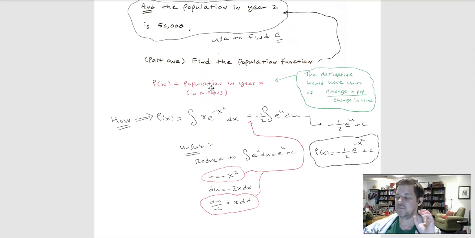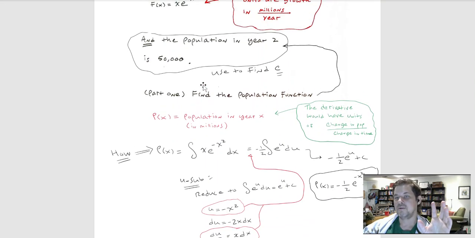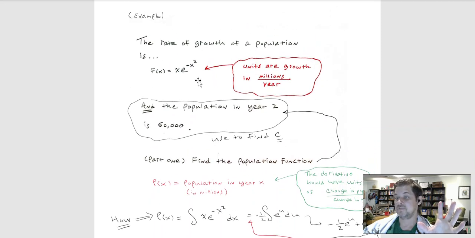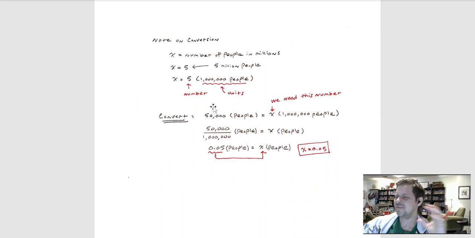Okay, now one more thing before I do that. We do have to be careful about the units here. So remember I said any number that's intended to measure something has units. It could be kilometers, it could be pounds, who knows, whatever it is. Okay, and here the population is given to be measured in millions. Okay, so if the number was 5, that would actually mean 5 million. Okay, so let's talk for a second about the conversion and how we'd have to work with that number.